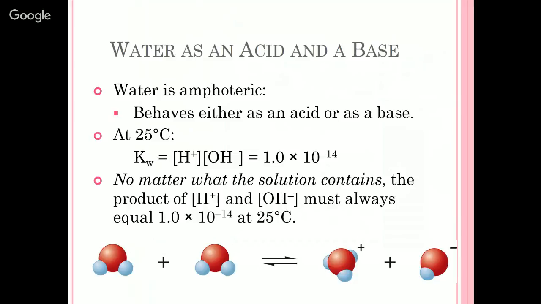So no matter what the solution contains, the product of your protons times your hydroxide ions will always equal your equilibrium constant of 1 × 10⁻14. If you are in an acidic solution, your concentration of H+ will be much higher than your hydroxide, and just vice versa. If you are in a basic solution, then your hydroxide ion will have a higher concentration than your proton.